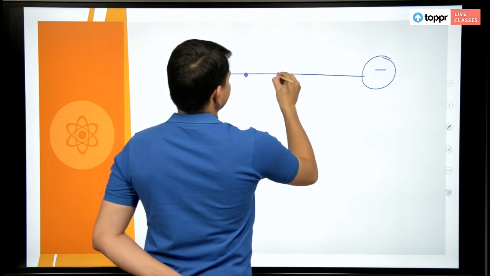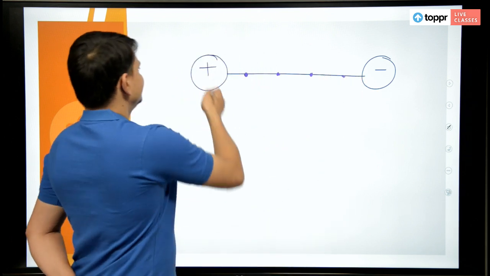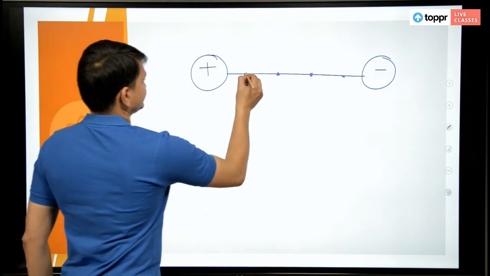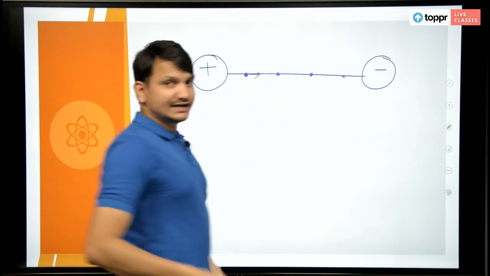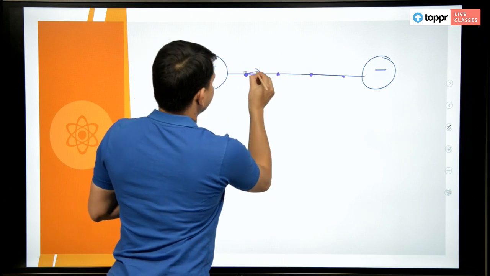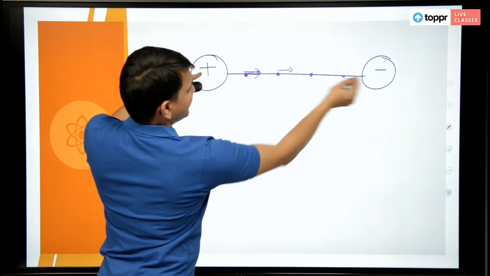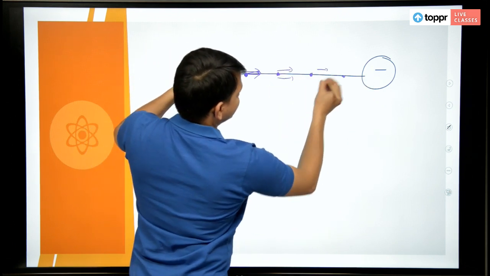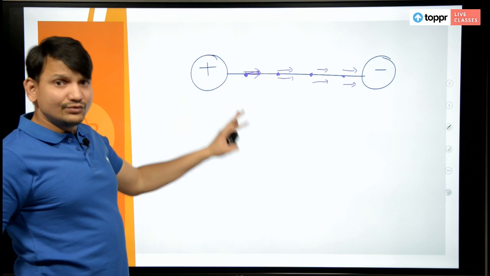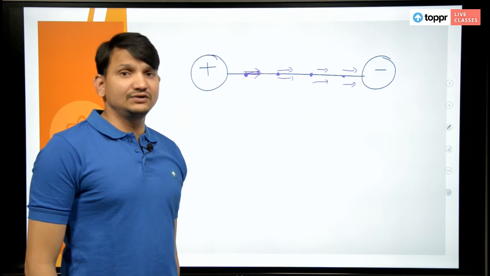Again another point, another point, another point. For all the points, the electric field by this charge is outward, and by the negative charge inward towards it. So here it means again parallel to it, in the same direction. For this as well: outward by this, inward by this, outward by this, inward by this. So we are getting no such point in between the charges where the net electric field could be 0.